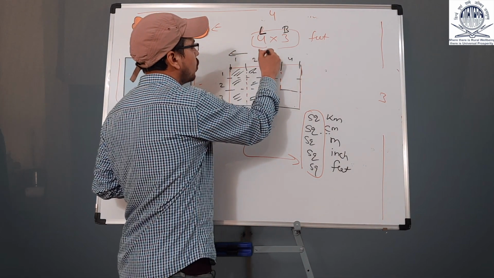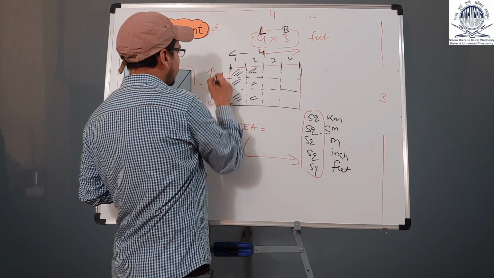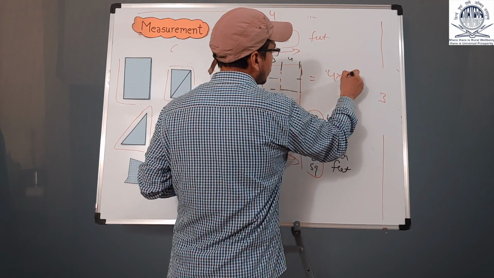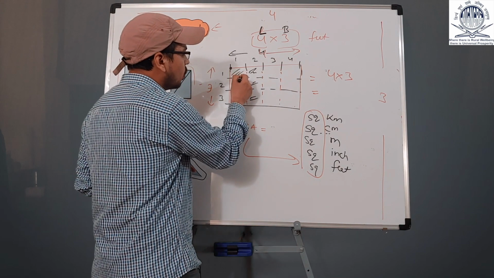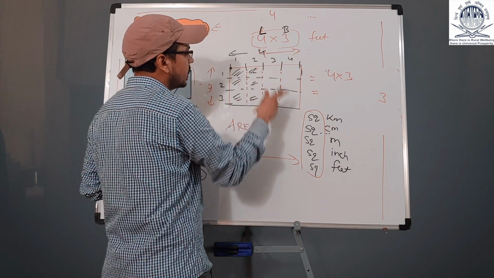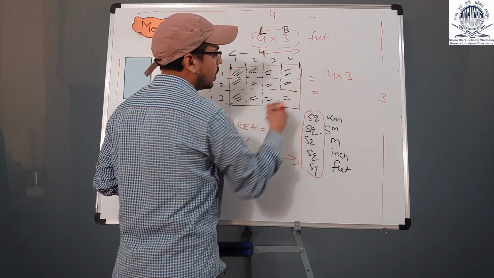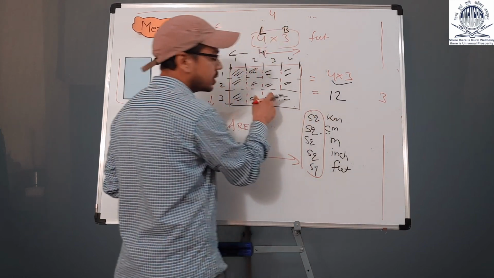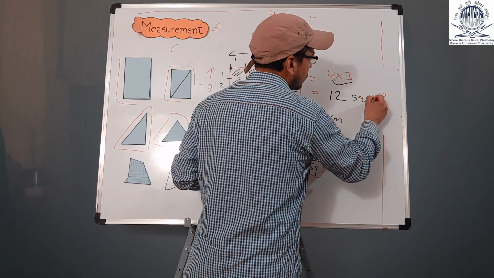So this is 4 over here, and this is 3 over here. So let's say 4 into 3. So 4 into 3 must be the same as what we are counting. And what were we counting? 1, 2, 3, 4, 5, 6, 7, 8, 9, 10, 11, 12. Oh my god, 4 into 3 is 12, and the number of squares is 12. So what do we write? It's equal to 12 square.